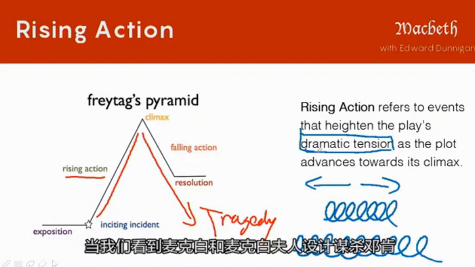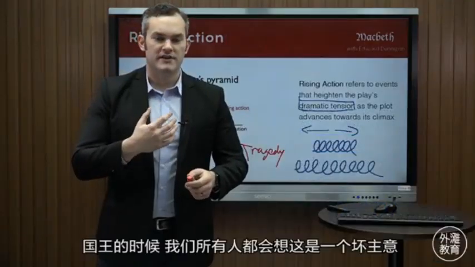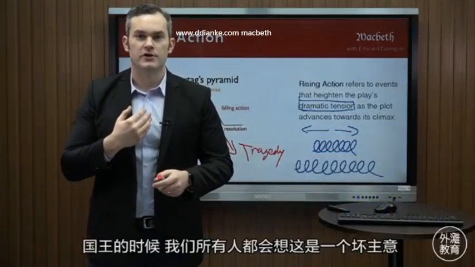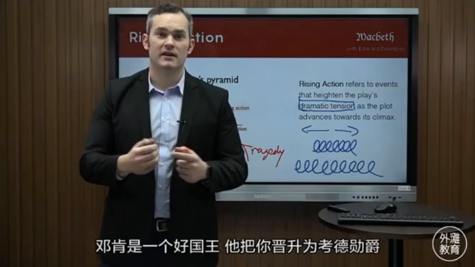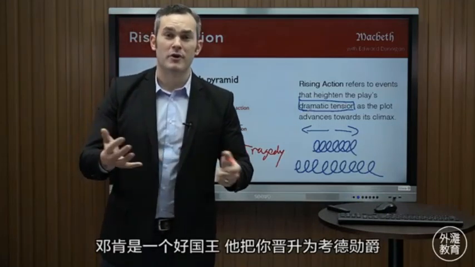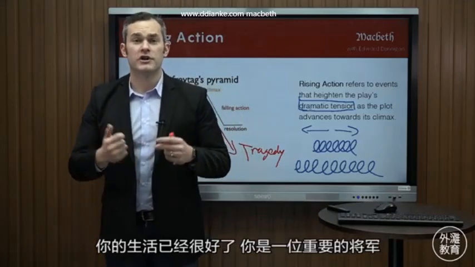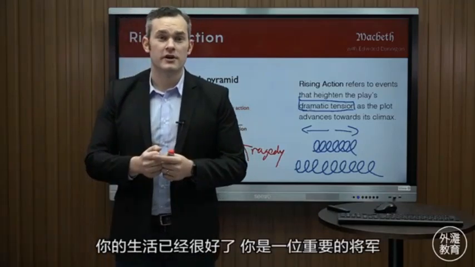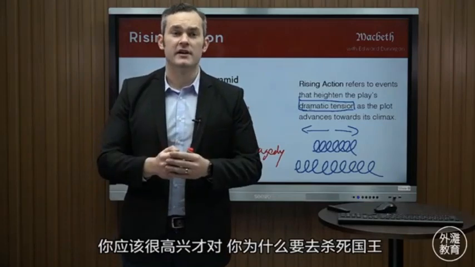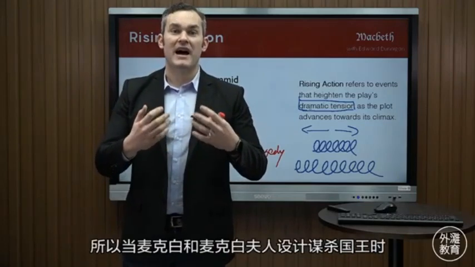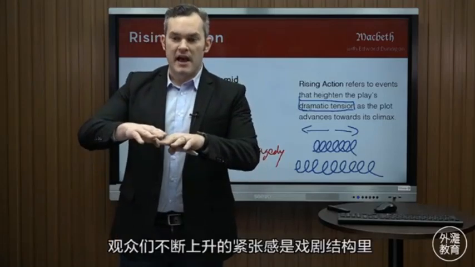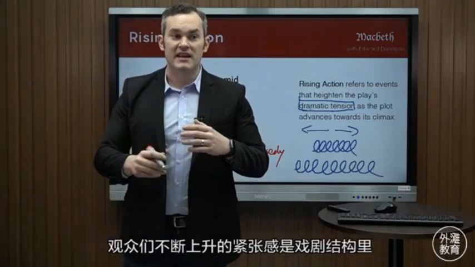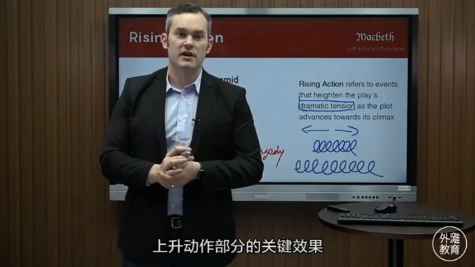When we're watching Macbeth and Lady Macbeth plot the murder of King Duncan, all of us are thinking, that's a bad idea, don't do it. Why are you doing that, Macbeth? Duncan is a good king. Duncan has given you a promotion to Thane of Cawdor. Your life is pretty good already. You're an important general. You should be happy. Why are you going to kill the king? So as Macbeth and Lady Macbeth plot the murder of the king, we feel more and more nervous for them, right? And this elevated tension in the audience is a key effect of rising action in the dramatic structure of a play.